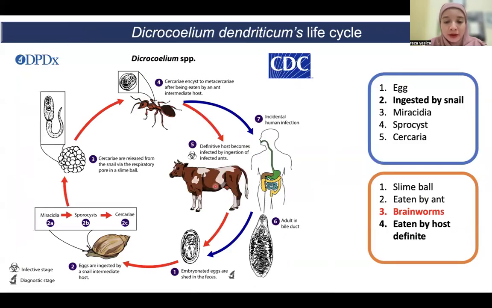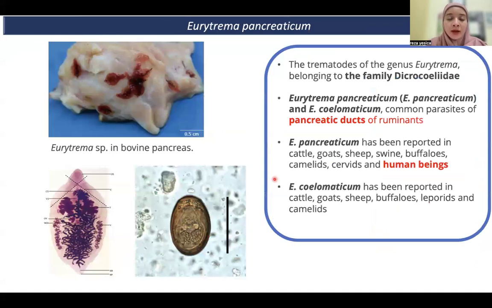This is the life cycle. First, humans or cattle will produce the egg, and the embryonic egg is ingested by snails, and they will change from miracidium to sporocyst to cercaria. Cercaria will be released from the snail via the respiratory pore in a slime ball, and after that, they will be eaten by ants and encyst as metacercaria in the intermediate host. After that, the definitive host becomes infected by ingestion of infected ants. Same with humans.